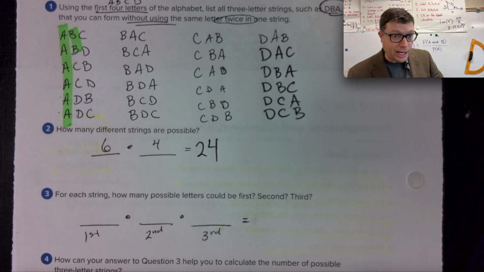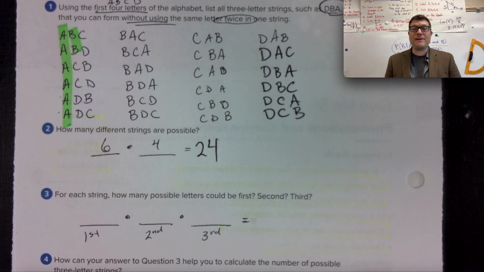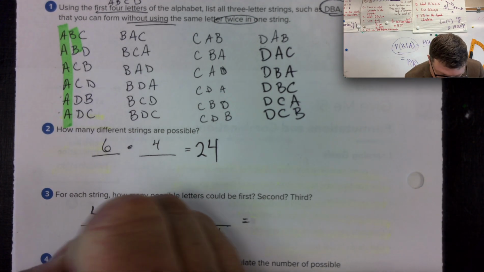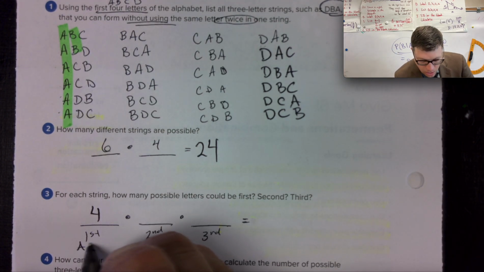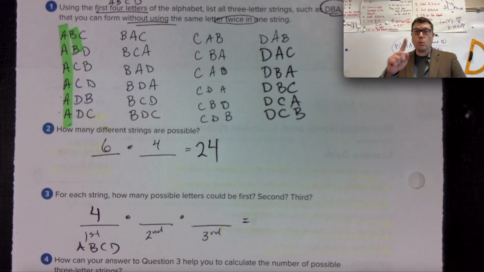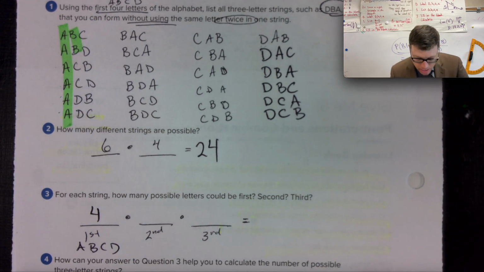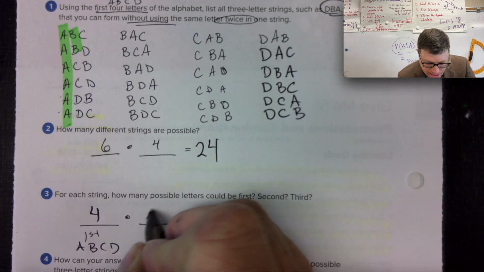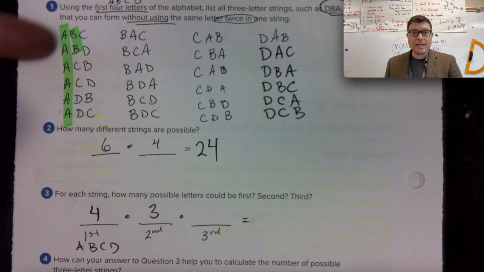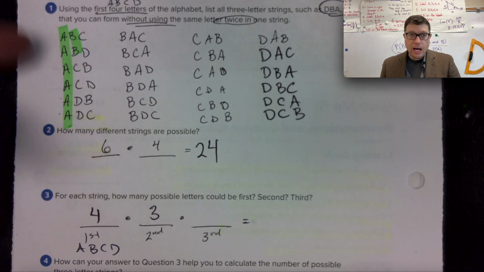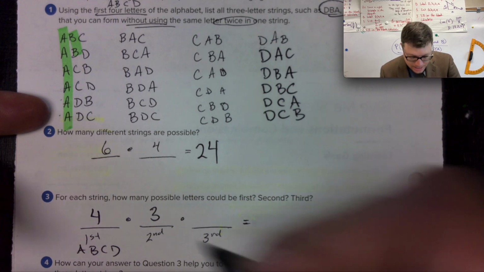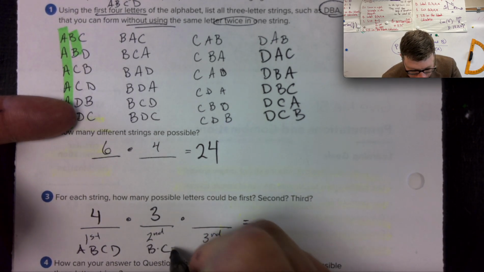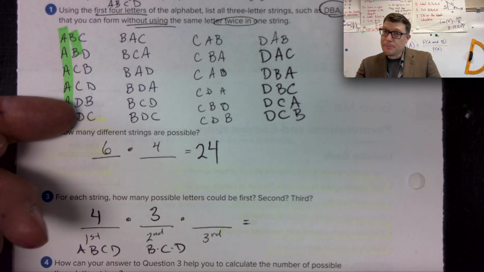Okay, for each string, how many possible letters could be first? In the first string, there are 4 choices. It could be an A or a B or a C or a D. But once you pick that letter, your second choice cannot come from that list. So then there are just 3 choices left. For example, if I pick A, I'm in the A column, and I have B and C and D as my remaining 3 choices.